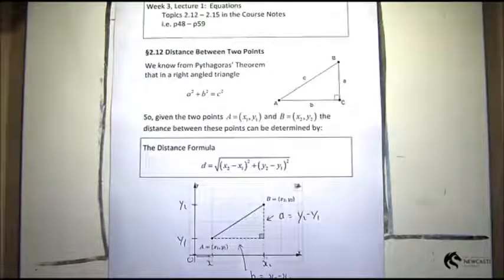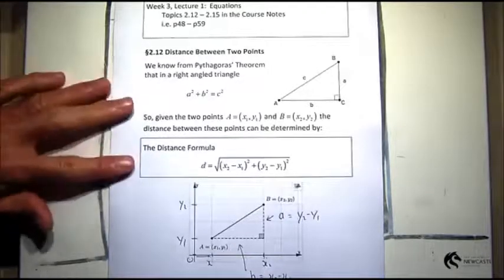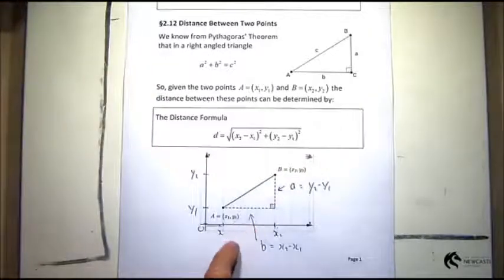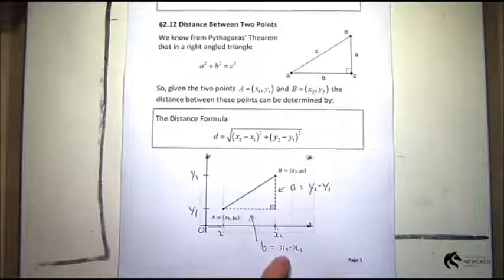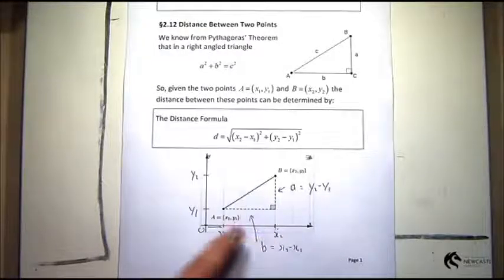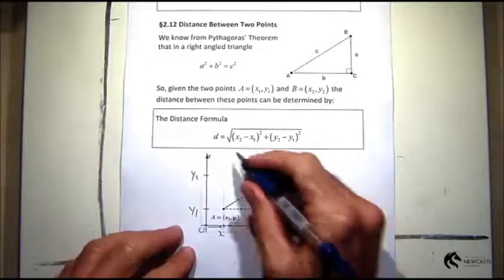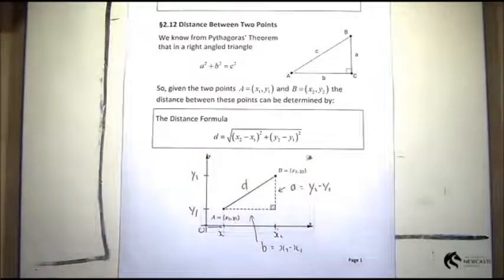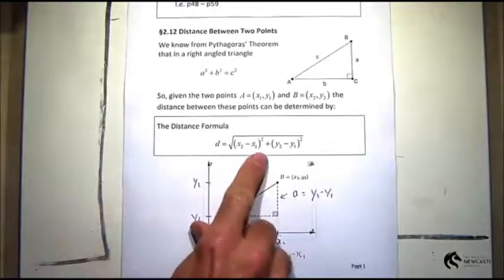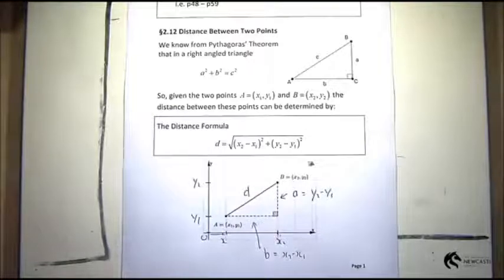And so using our Pythagoras theorem, I can say a squared plus b squared, or in this case b squared plus a squared, x2 minus x1 squared plus y2 minus y1 squared will equal the distance that we're actually after, which is there, d. So d is the square root of that. So that just comes from Pythagoras' theorem.